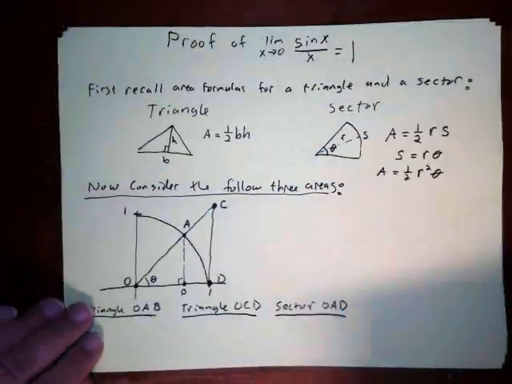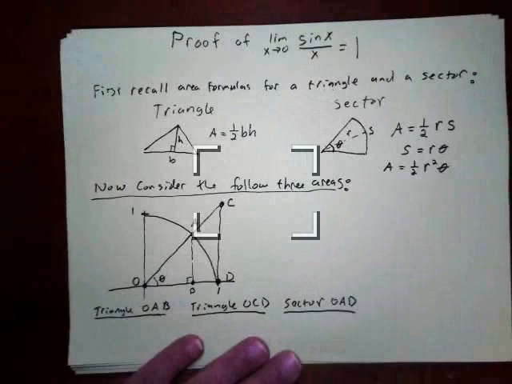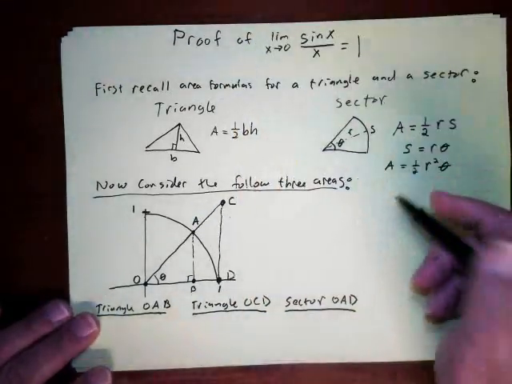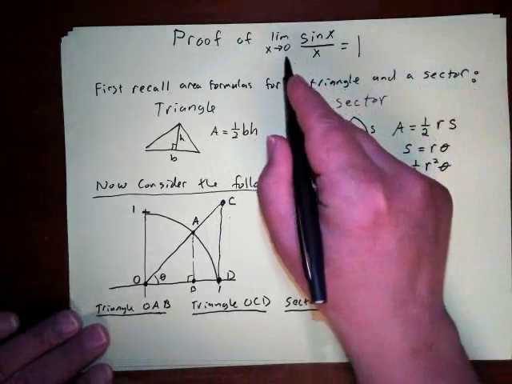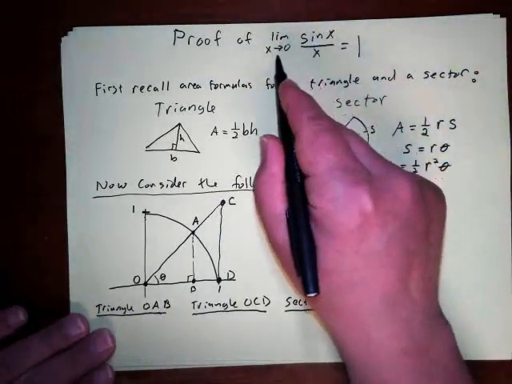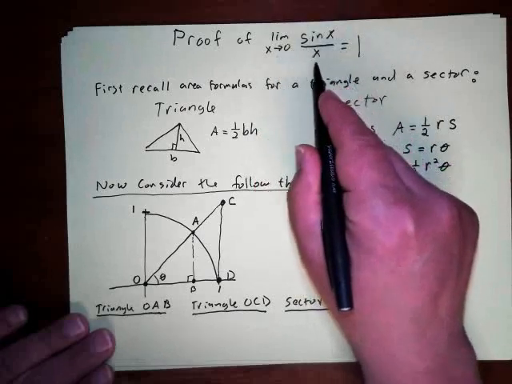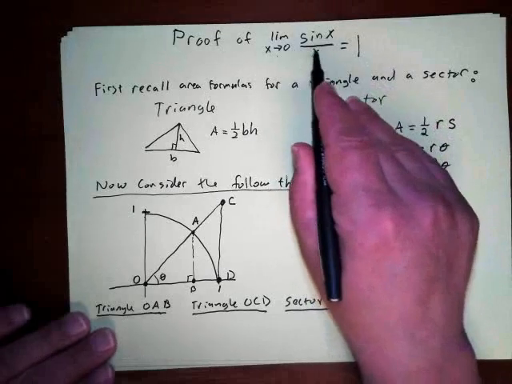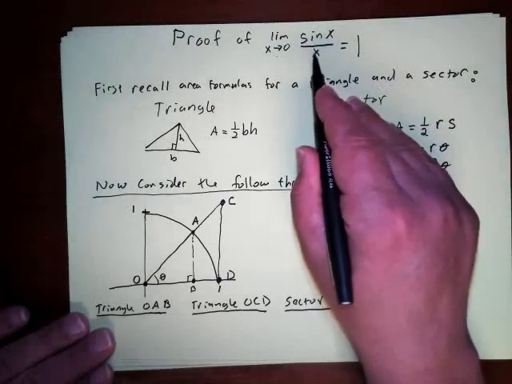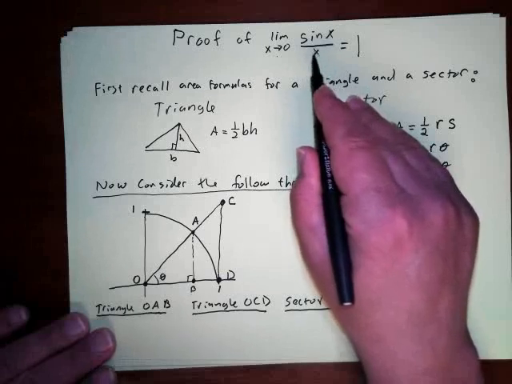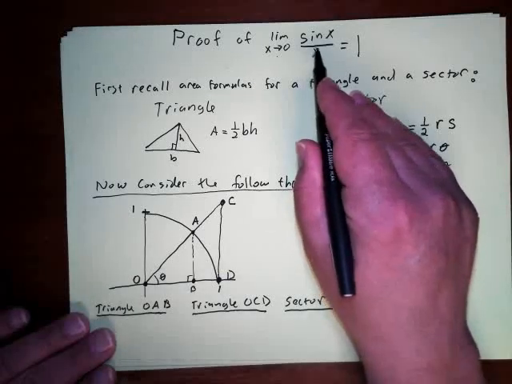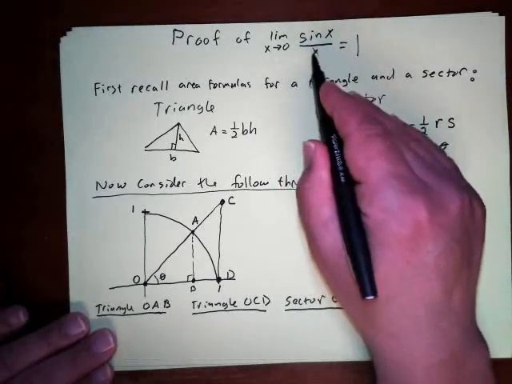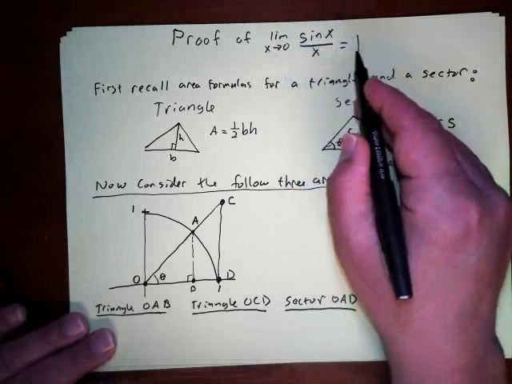Now I'm going to use this theorem to prove a very special limit. That limit is the limit as x goes to 0 of sine of x over x equals 1. Notice if you put in 0, you get 0 in the denominator, so this is undefined, but there's really no way of simplifying this or crossing out the x so that you can actually plug things in.